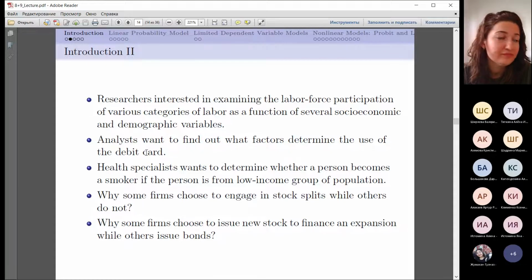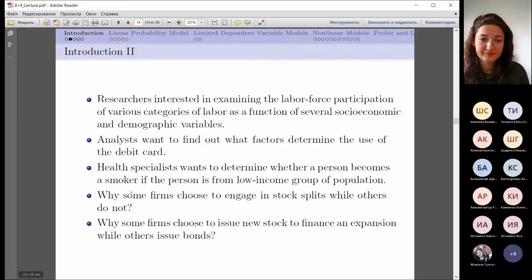Or let's say that health specialists want to determine whether a person becomes a smoker if the person is from a low-income group of population. Again, the smoking status here could be coded as 1 if the person smokes, and 0 otherwise, and so on. So a lot of different examples.